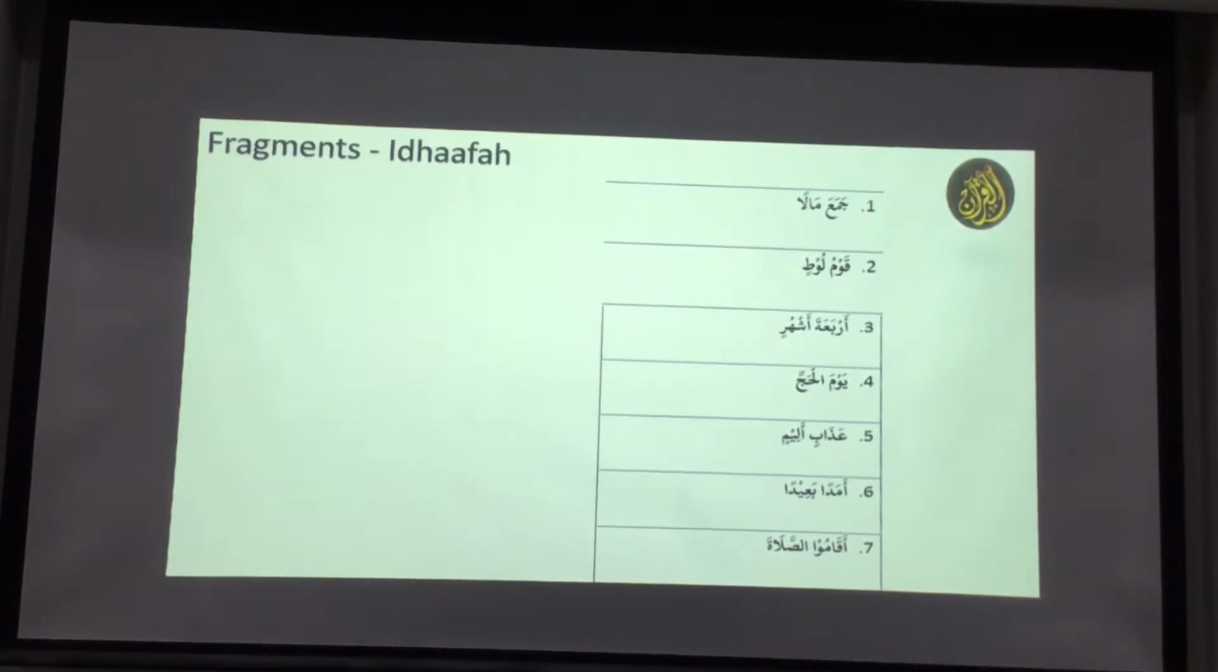Is it jar? Yes. Is it jar? No, it is not jar. Jar is in. Sorry, so ma'alin should be... so this is not a mudaf. It's nasab, sorry. So it is not a mudaf ilay. No. Okay. Next one, Qawmi Lutin.